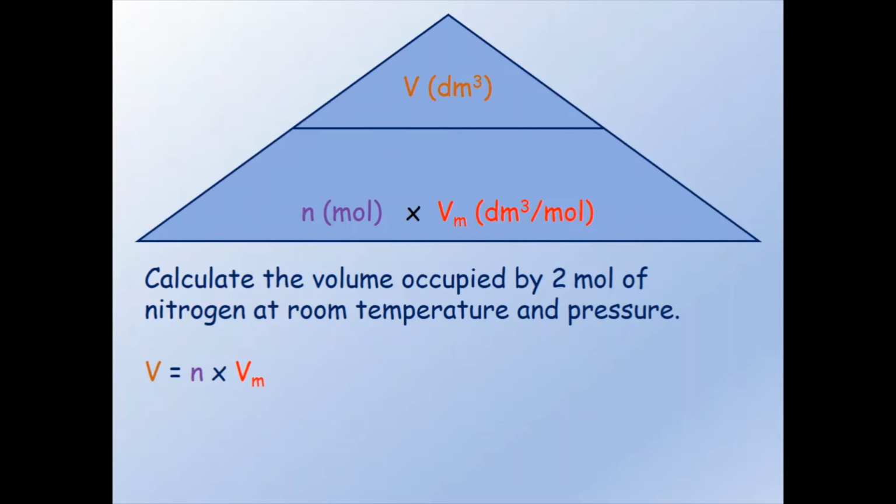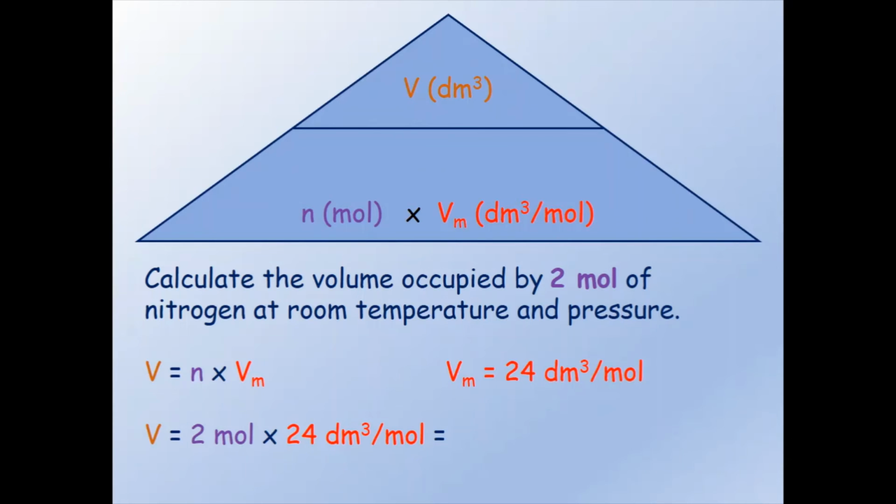The amount in mole is given in the question, it's 2 mole, and the molar volume, remember it's the same for any gas, so we have to remember it, it's 24 dm³ per mole. Now we just need to plug in those two numbers into our equation, so we get V equals 2 mole times 24 dm³ per mole, and that gives us a volume of nitrogen of 48 dm³.